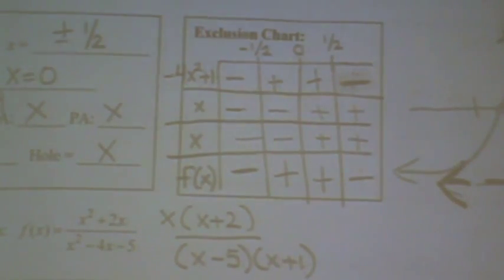Now for this one, this is tricky. If you were to graph y equals negative 4x squared plus 1, think about what this thing looks like. This is what it looks like. This would be negative 1/2, and this would be 1/2. So from negative infinity to negative 1/2, all of the numbers are negative. From negative 1/2 to 1/2, they're all positive. And from 1/2 to infinity, they're negative. So that's how I got my negative, positive, positive, negative for that one.